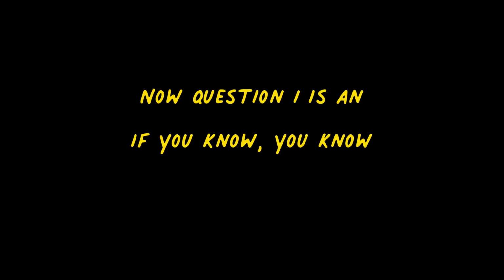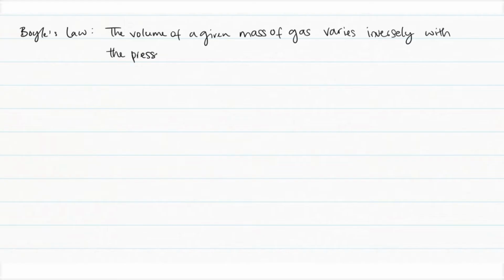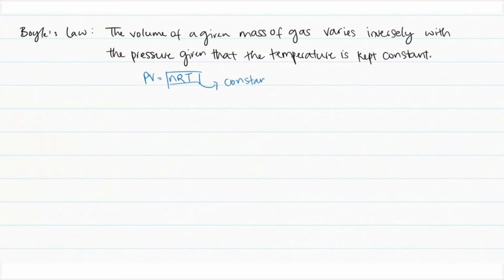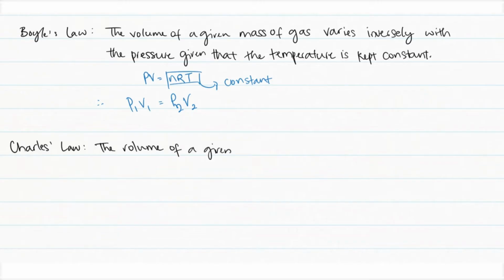Now, question 1 is an if-you-know-you-know type of question. Robert Boyle proposed that the volume of a given mass of gas varies inversely with the pressure when the temperature is kept constant. If we rearrange the ideal gas equation, we'll be able to represent Boyle's law with the equation P1V1 is equal to P2V2.